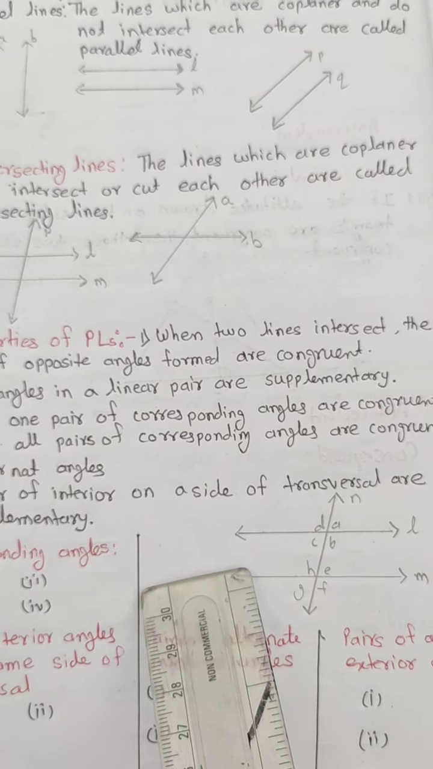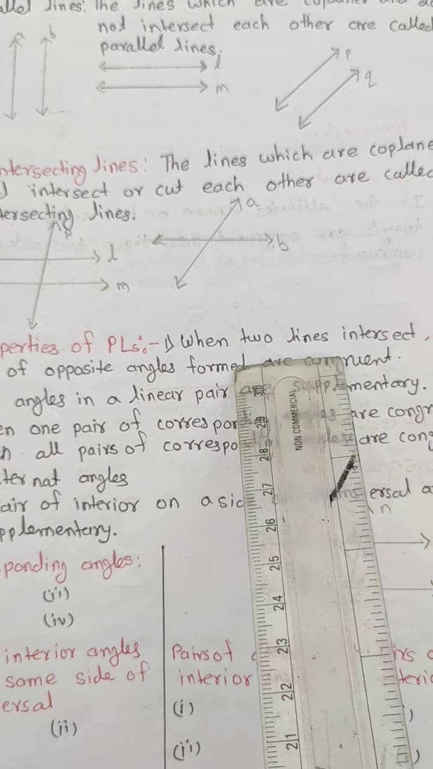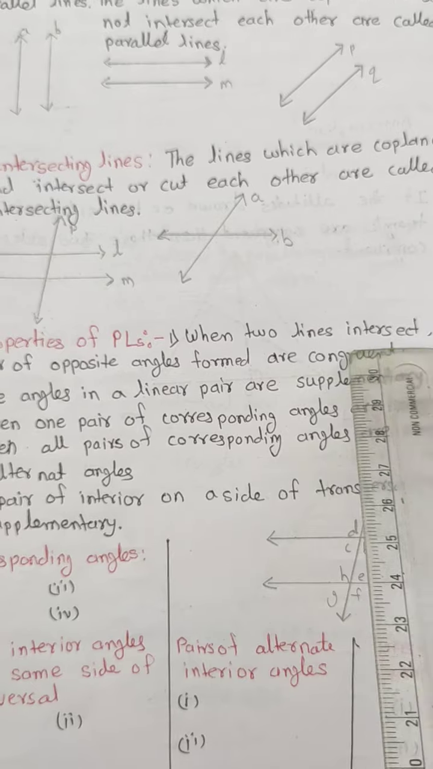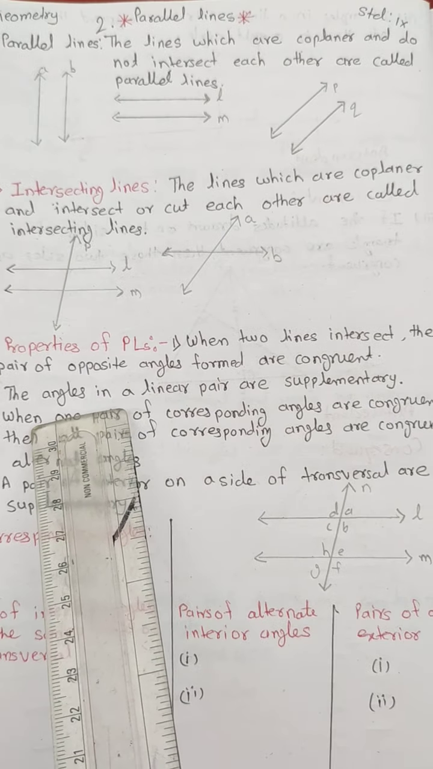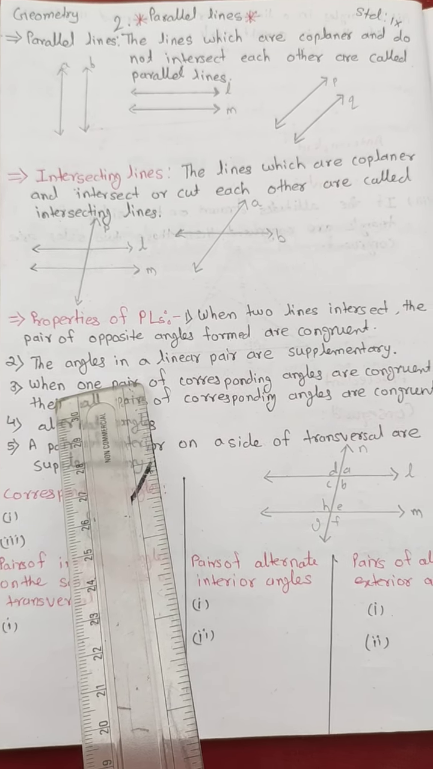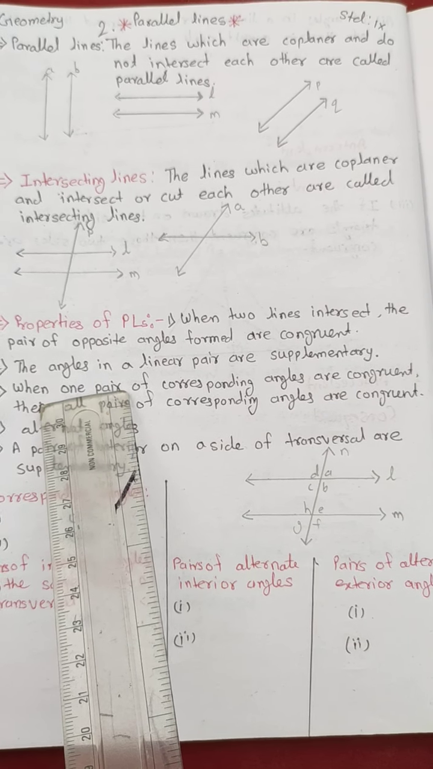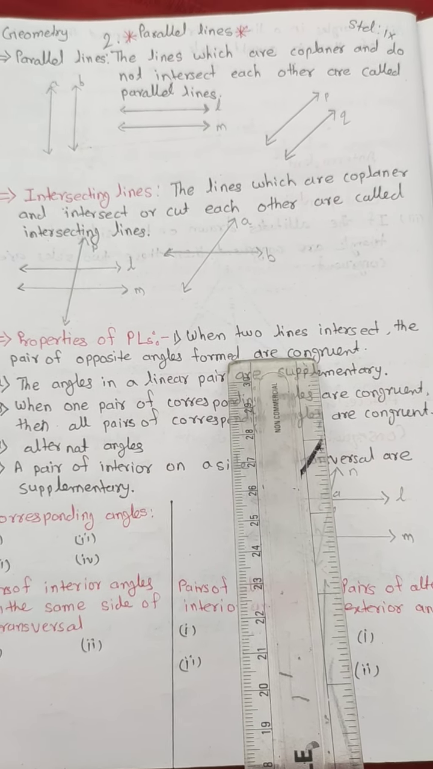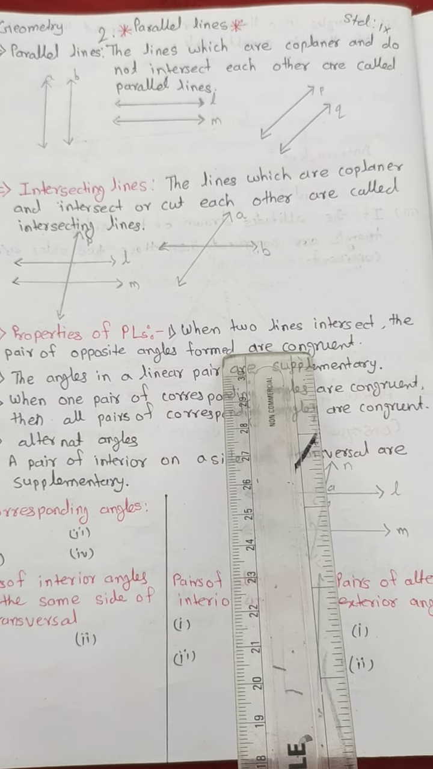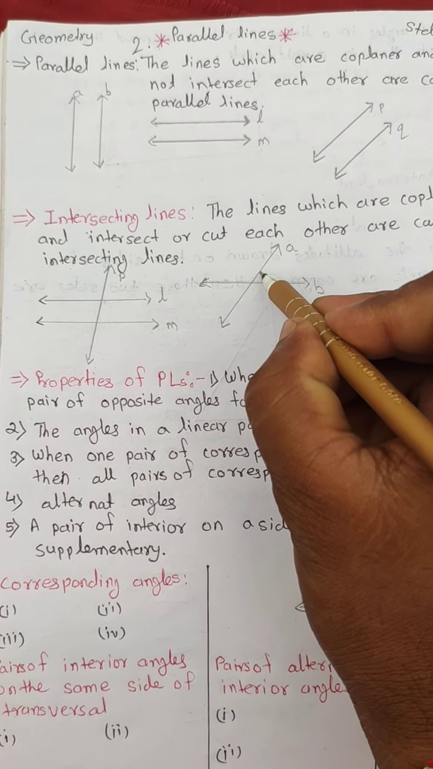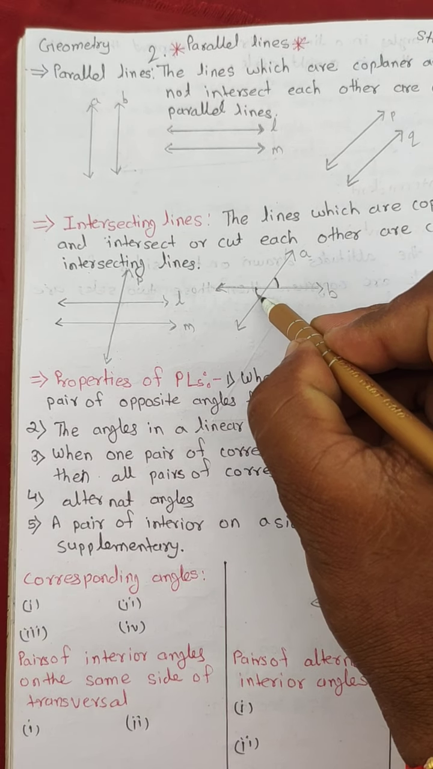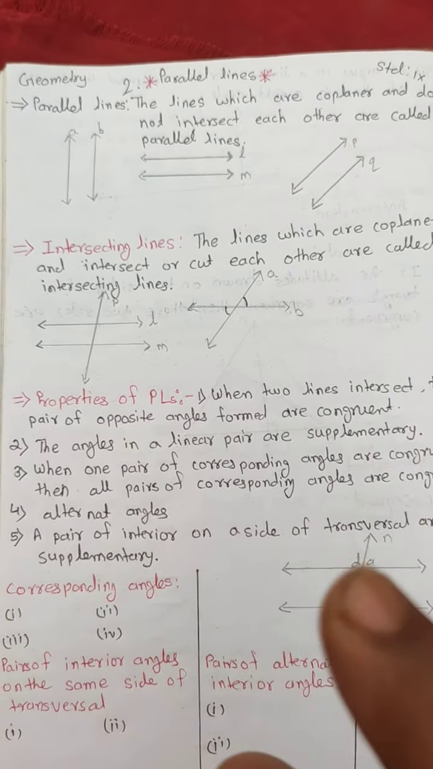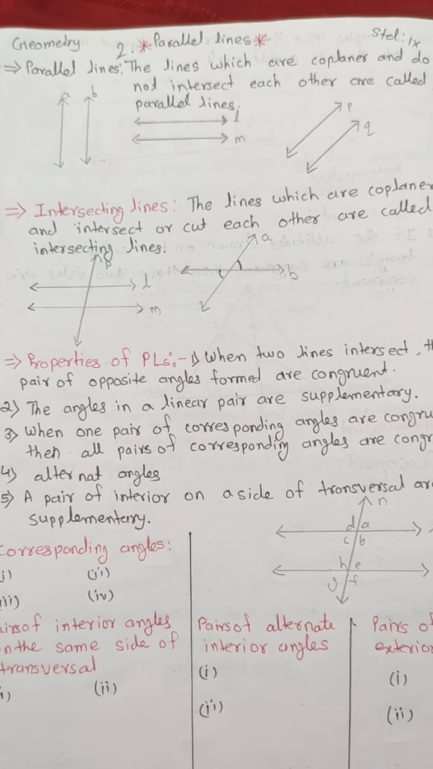Now we will read the properties of parallel lines. See, properties of parallel lines. When two lines intersect, the pair of opposite angles formed are congruent. Opposite angle, you know, for example, see in this one, two lines are intersecting. Opposite angle means this angle and this angle, both are congruent, they have equal measures.